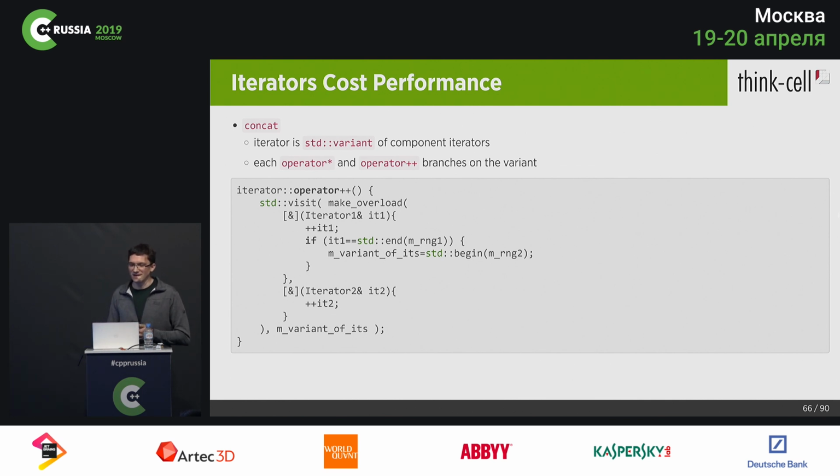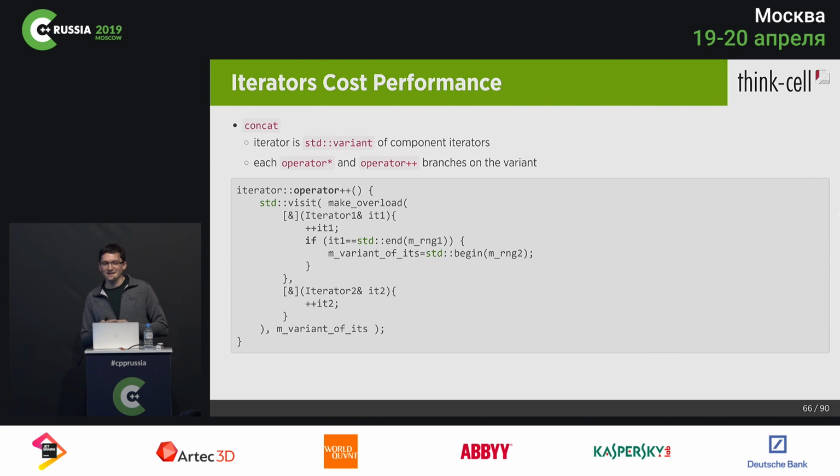So basically what you have to use to build an iterator that works for a concat range is some variant, either std variant or something we internally build. But however you do it, you somehow have to switch inside your code whenever you dereference the iterator. Whenever you increment the iterator, you need this additional switch. Am I in the first range, second range, third range? And then you need to branch on that.